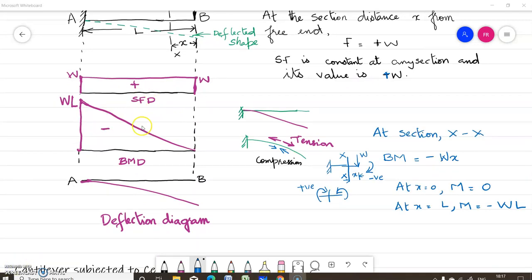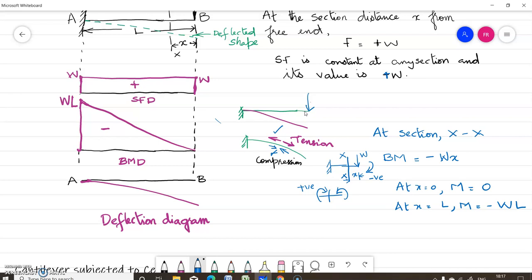Now let us see how to draw the bending moment diagram. Whenever a cantilever beam is subjected to a point load at the free end, it will bend like this. As a result, you can see that when there is a bending like this, there will be tension at the top and compression at the bottom.